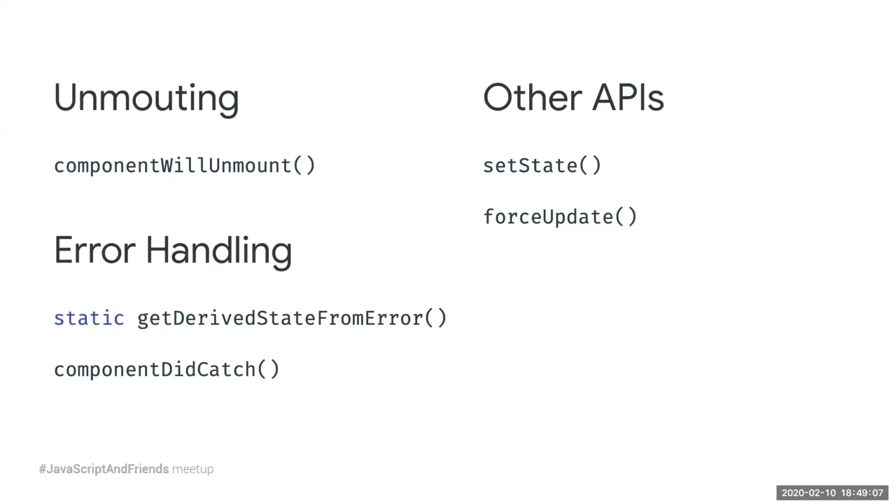There are two specific methods for error handling. One is static and one is instance based. That is componentDidCatch, and the static one is getDerivedStateFromError. So this will get you any error if React internally throws an error while doing some operation in your component, in its diffing and other specific internal use cases. You can use this to catch those errors in your component.